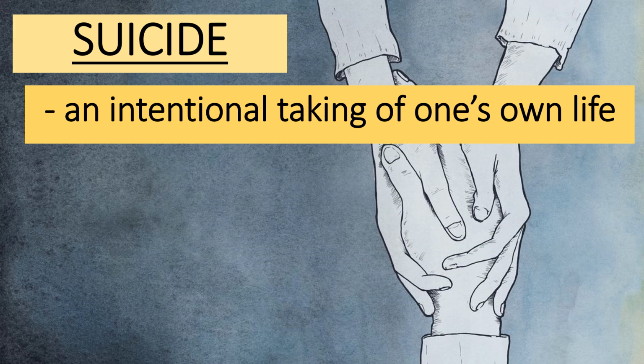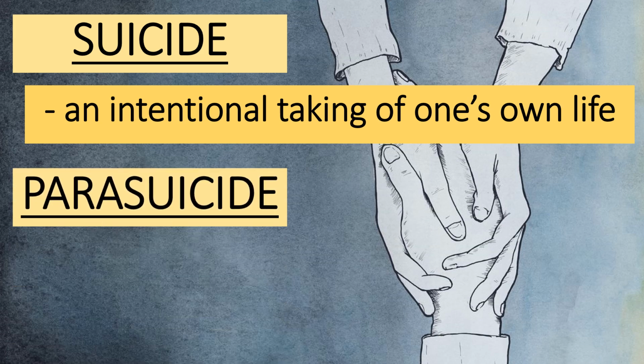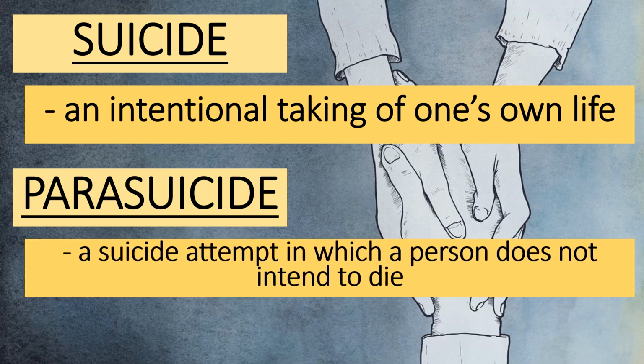So if you are thinking or if you know someone who has a suicidal tendency, you may talk to him or her. Next one is parasuicide. Parasuicide is a suicide attempt in which a person does not intend to die. He or she does not want to die, but he or she just wants to inform his or her family members about what he or she feels. Despite this, we should take this seriously because it may lead to problems later on.